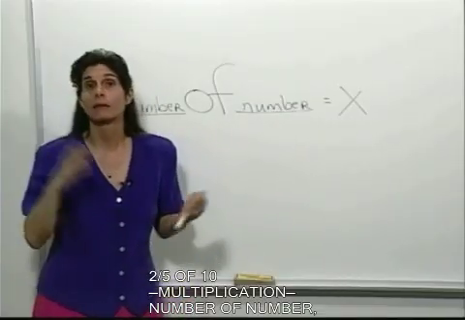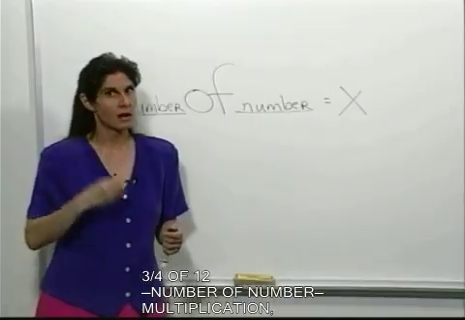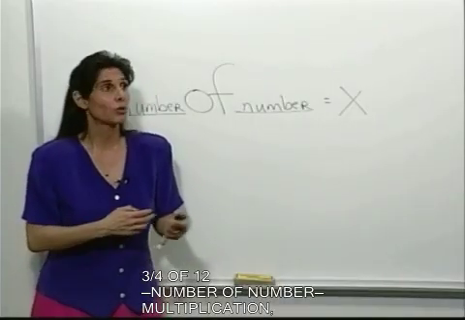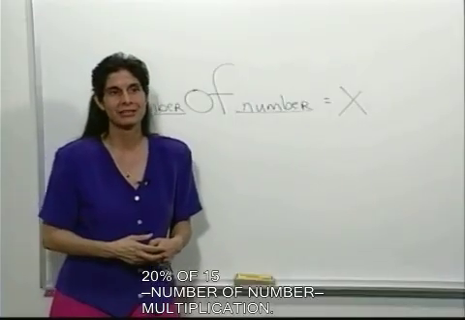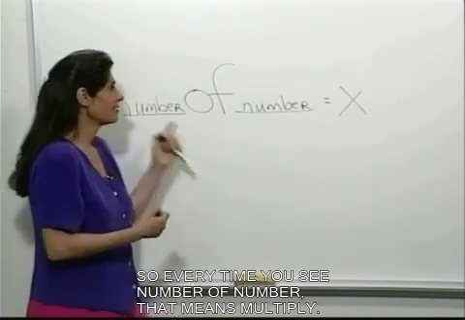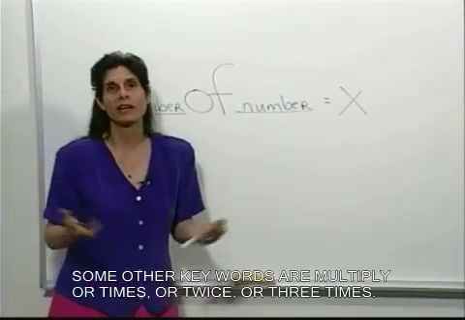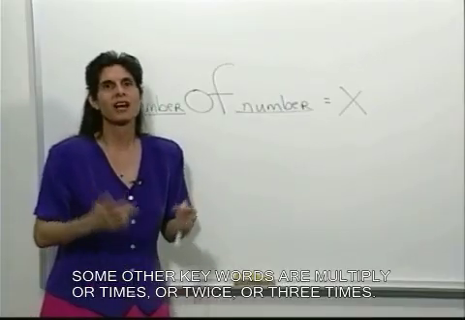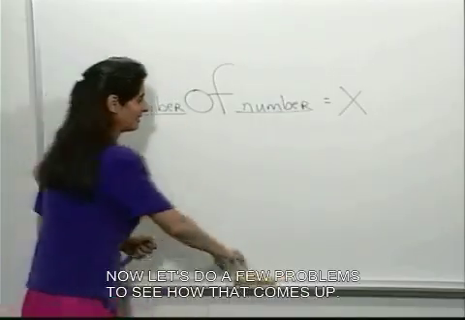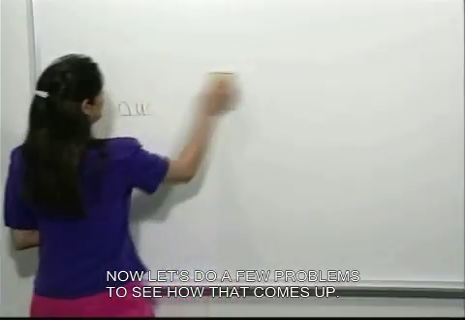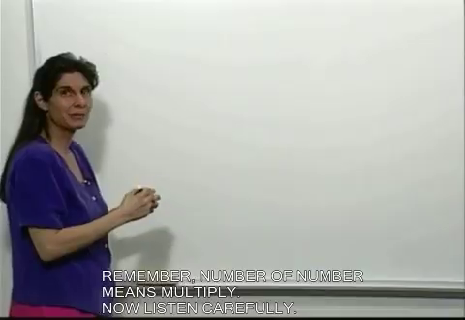2/5 of 10, multiplication, number of number. 3/4 of 12, number of number, multiplication. 20% of 15, number of number, multiplication. So every time you see number of number, it means multiply. Some other key words are multiply or times or twice, 3 times. But the most popular one is number of number. Now let's do a few problems to see how that comes up. Remember, number of number means multiply.